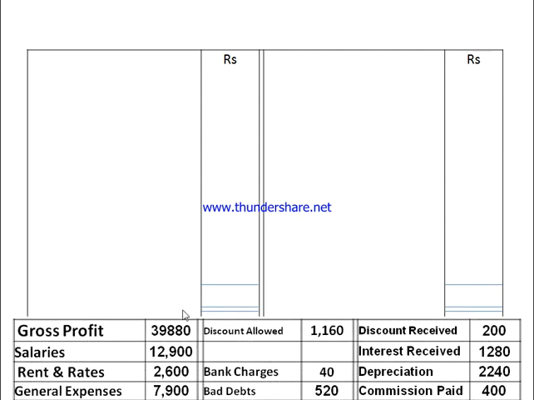Now let's see the second part. This is just the first part as we have just recorded. Now the second part of the question is this one. The data has been provided and we just write down the data in the proper side. Expenses are on the debit side, revenues are on the credit side.